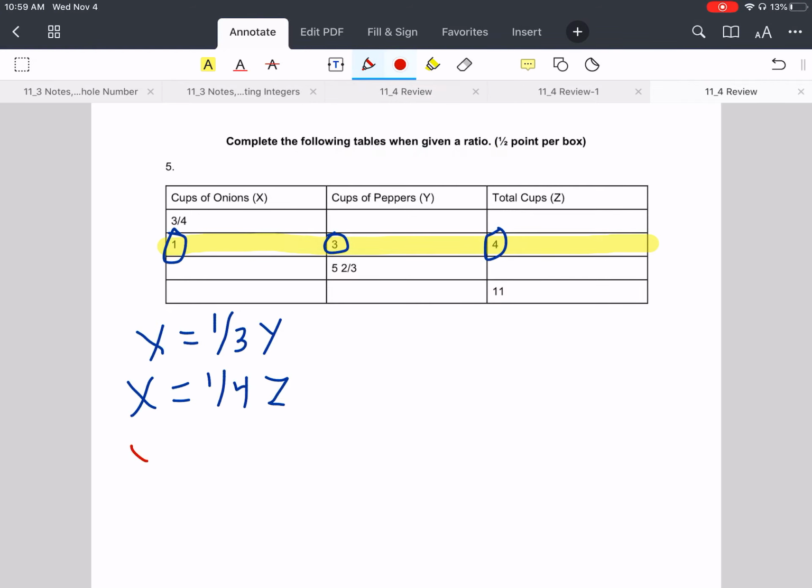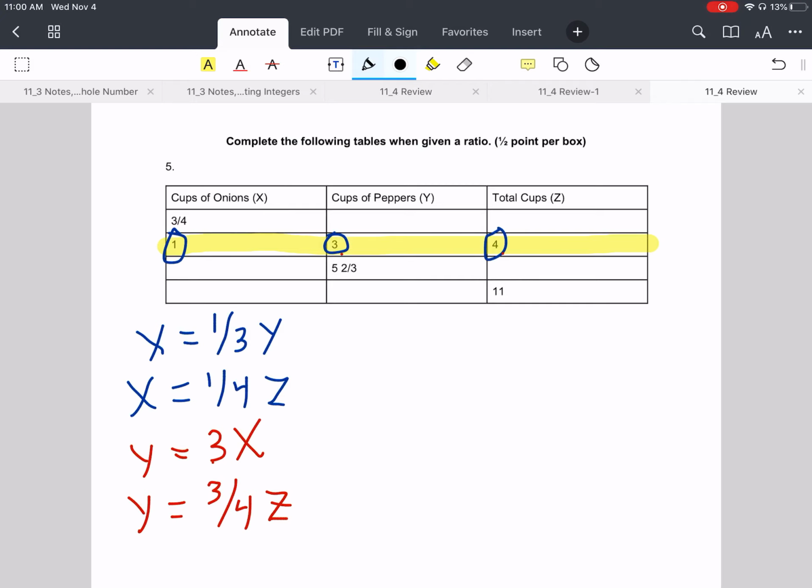For the equations for y, we see that there are 3 cups of peppers. So there are 3 times as many peppers as onions. And the cups of pepper is 3/4 the value of the total cups. So 3, 4, 3/4. The reason that this equation is just 3, you could put 3 over 1, but that doesn't change the equation.